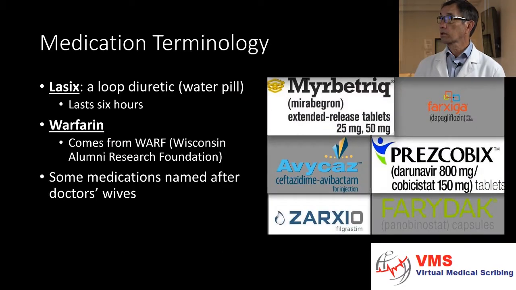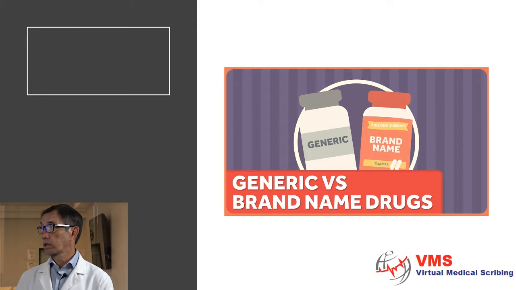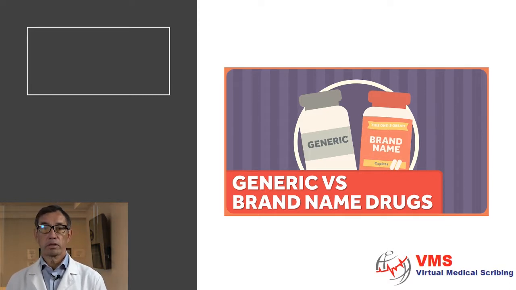In terms of the medical terminology, interestingly, Lasix is a drug we use all the time, and that name actually comes from the fact that it lasts 6 hours. Warfarin comes from the name the Wisconsin Alumni Research Foundation. I like to find out why things are called certain things, and it helps me to remember them, and you might want to use that. Some medications are named after doctors' wives, so I just find that to be a fun way to learn these things.